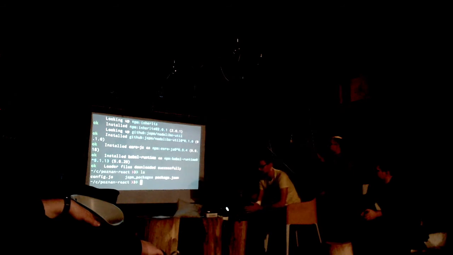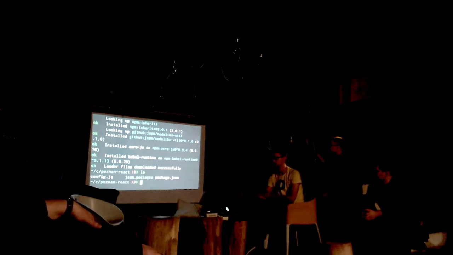Okay, so when it finishes, we have three items in our project directory. The first is config.js, which is the configuration file for JSPM. The other one is package.json. As I said, this is the file that will help us set up dependencies when other people fetch our project. And jspm_packages is like node_modules, where all our dependencies live.